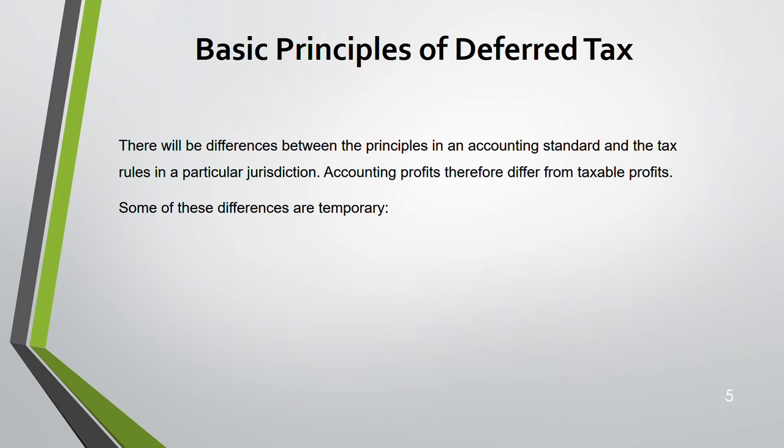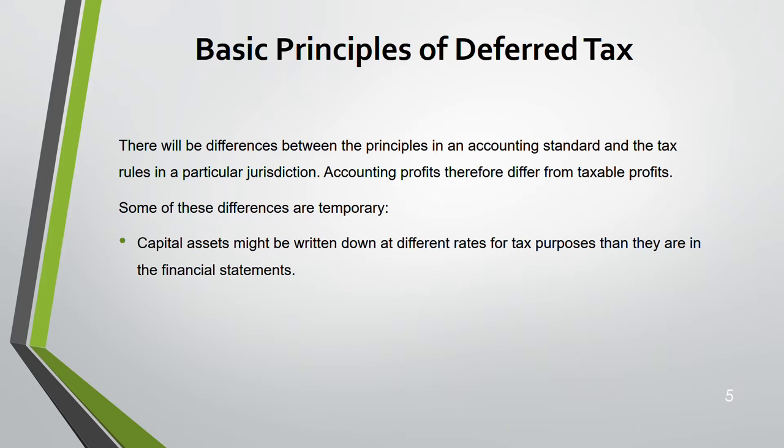Okay, our focus is on the temporary differences. What are these temporary differences? For example, capital assets. If you have bought any machinery or motor vehicles or anything, it can be written down at different rates for tax purpose than in the financial statements. The rates might be different between what you give in the financial statements and what the tax authorities do.